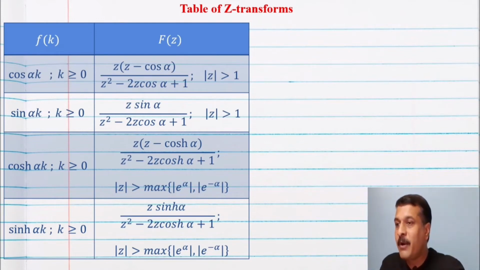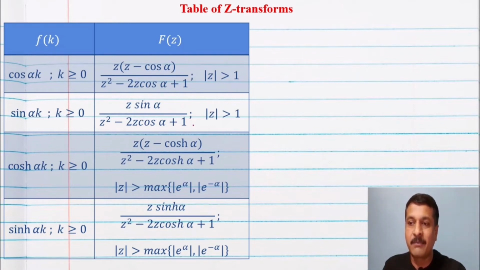So if f of k equals cos of alpha k, where k is greater than or equal to 0, then the z transform of cos of alpha k is nothing but z into z minus cos alpha upon z square minus 2z cos alpha plus 1, where mod of z is greater than 1. Sin alpha k means when f of k equals sin alpha k, with the same condition k greater than or equal to 0, then the z transform of sin alpha k is z sin alpha upon z square minus 2z cos alpha plus 1, where mod of z is greater than 1.